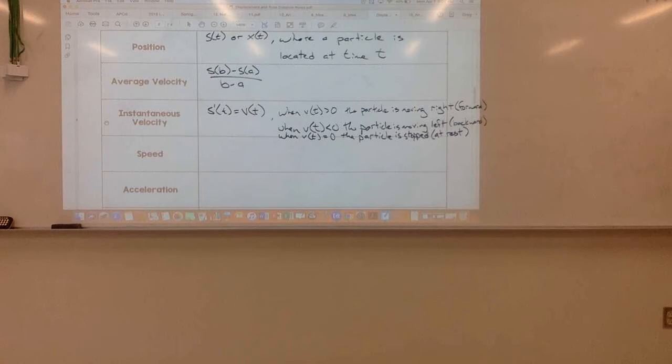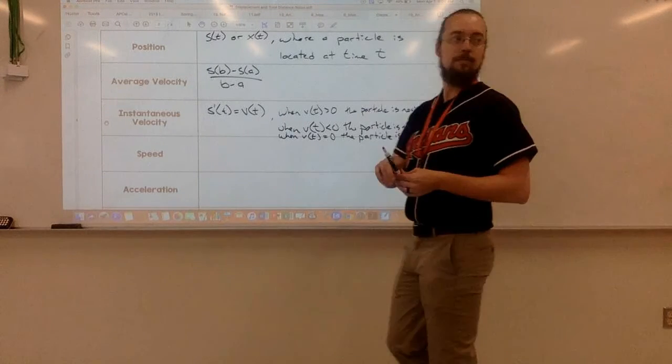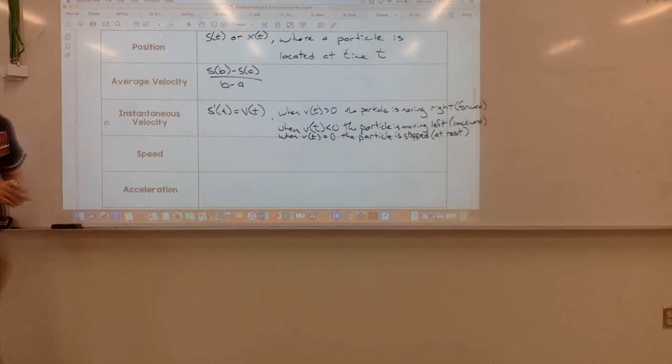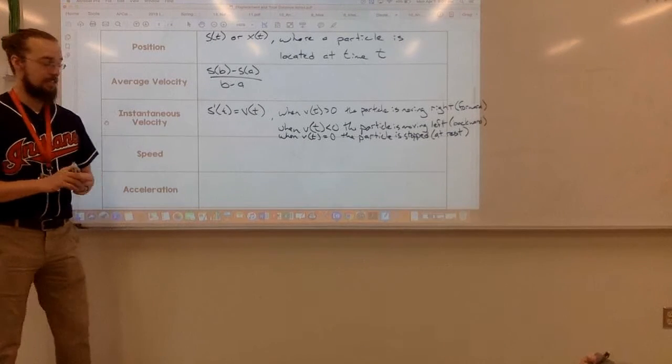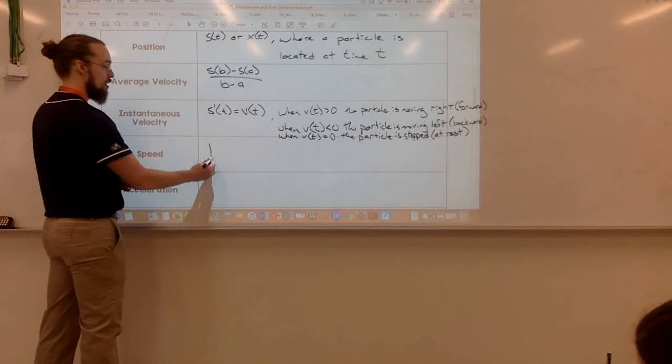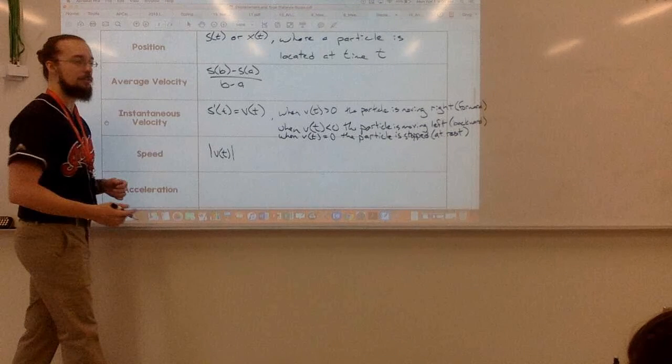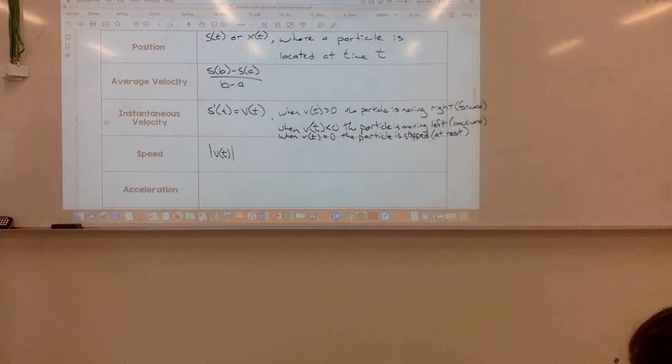Now, what about speed? What is speed? It's not the derivative of velocity. It is the absolute value of velocity. Speed is just directionless velocity. Acceleration is the derivative of velocity.